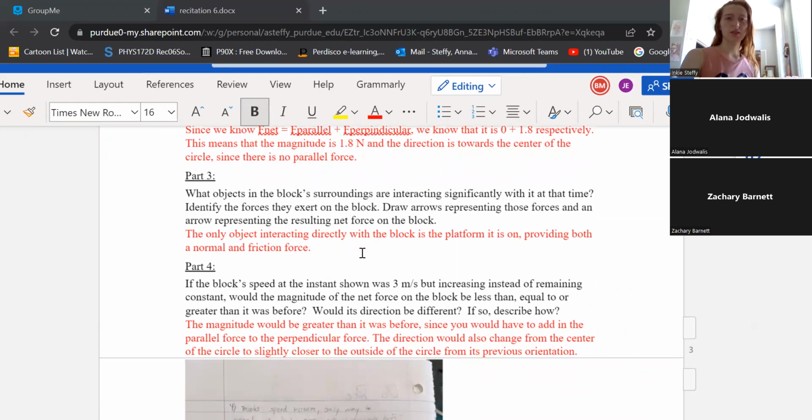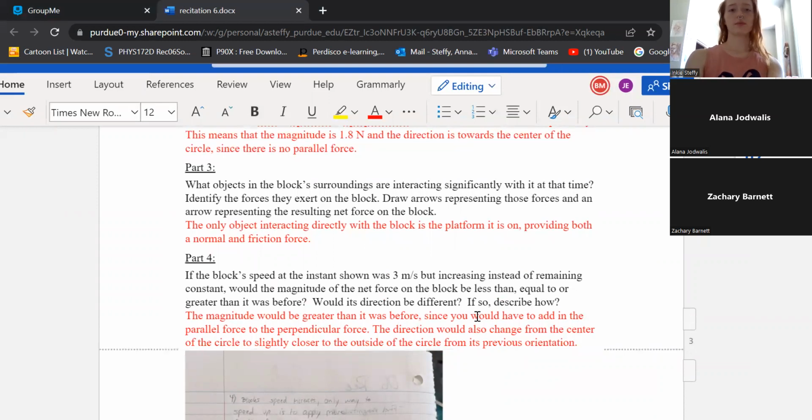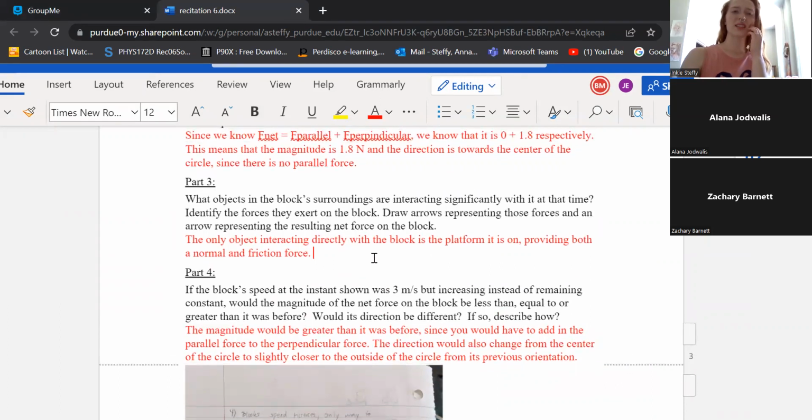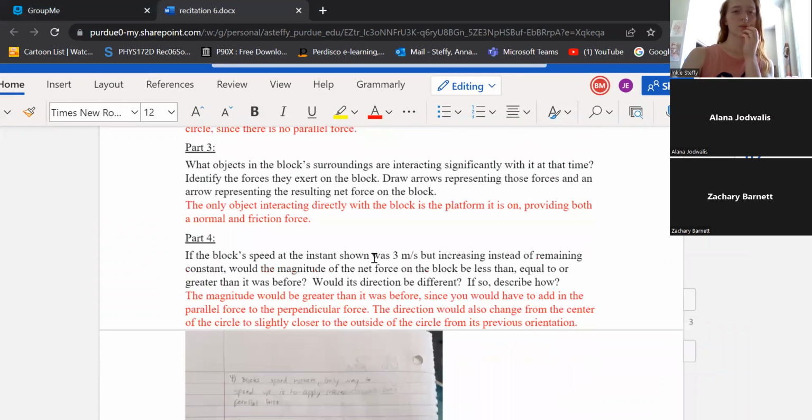What objects in the block's surroundings are interacting significantly with it at that time? The only object interacting directly is the platform. No frictional force. Oh, you didn't put gravity here. Oh, does that count as an object? I kind of tripped up a little bit. Because if it said forces, I would have put gravity, but it said object, so I just wasn't sure.